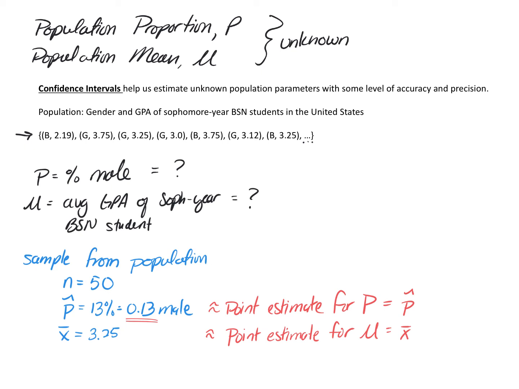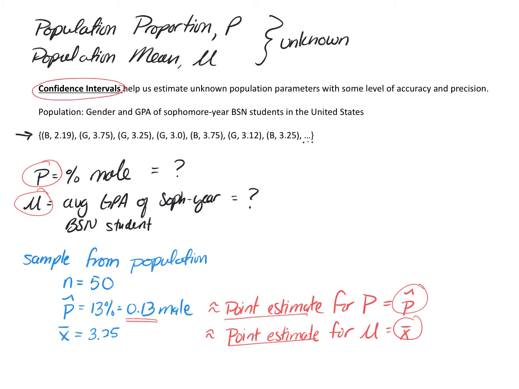So there's nothing wrong with using a point estimate such as P hat or X bar to estimate for P and mu when P and mu are unknown. But there's not any accuracy or precision to using a point estimate. So even though these are likely population parameters, it's possible that it is not the correct estimation because there's no accuracy or precision. So how do we add accuracy and precision to our estimations? The answer is we build a confidence interval.